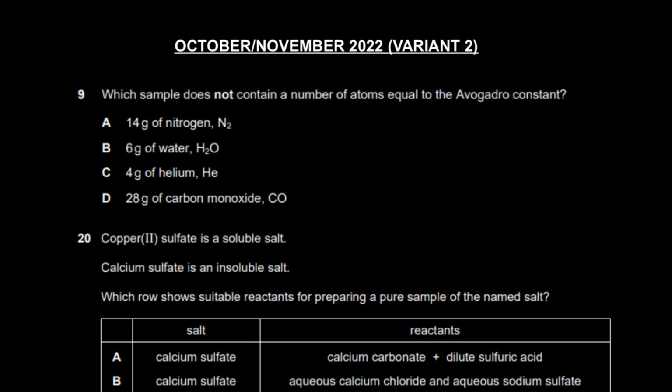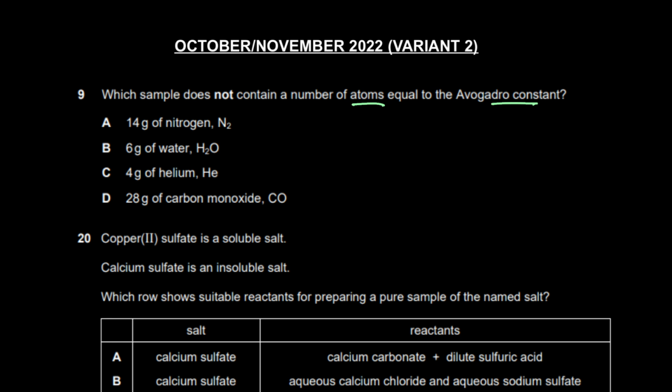So it says which sample does not contain a number of atoms. See, he's talking about atoms equal to the Avogadro's constant. Now there are multiple ways to go about it. You know, if you're good at mathematics, you would straight off the bat realize that D is the correct option just by even looking at all the options. But I'm gonna keep it simple for those of you who are not that good in moles, right? So you could have two ways about it.